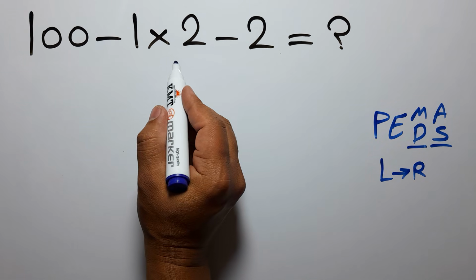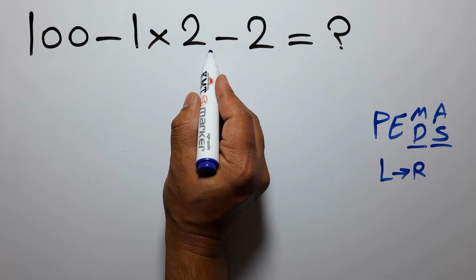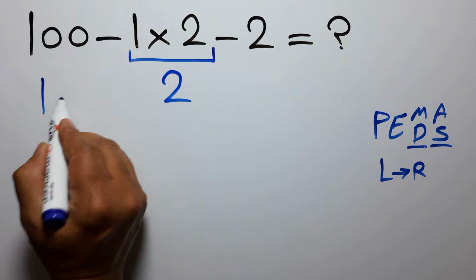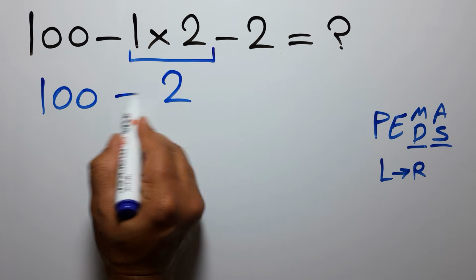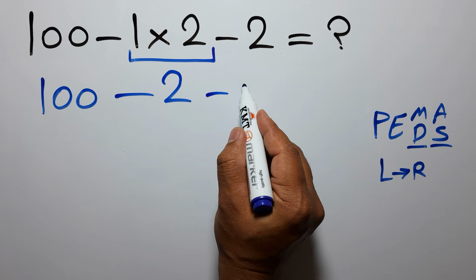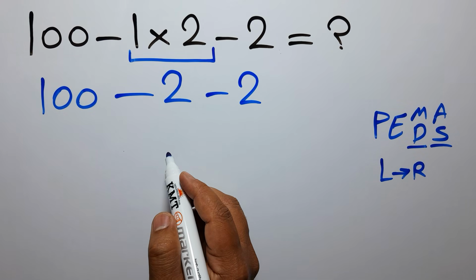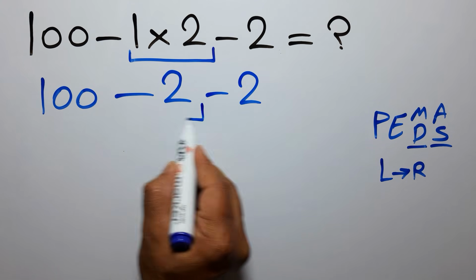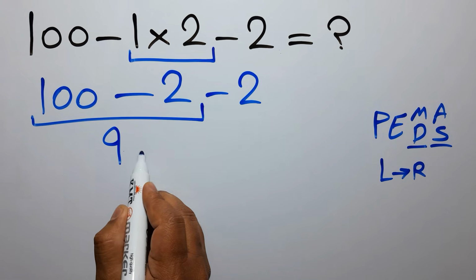So first we have to do this multiplication. 1 times 2 gives us 2. So we have 100 minus 2, then minus 2 again. Okay, now we have to do this subtraction. 100 minus 2 gives us 98.